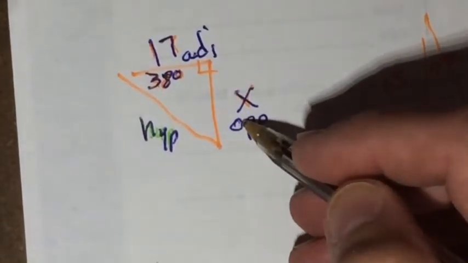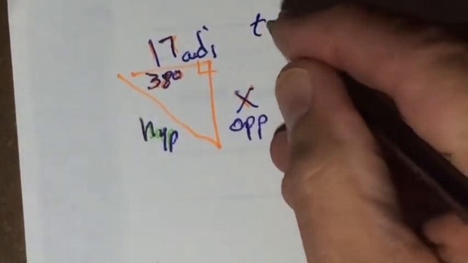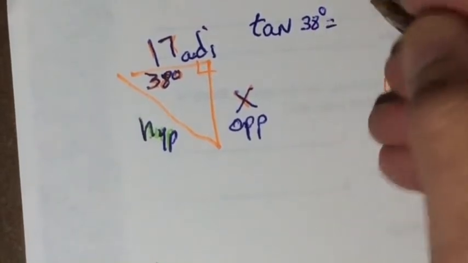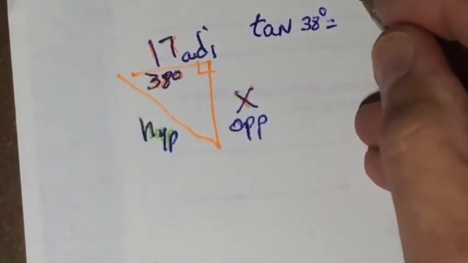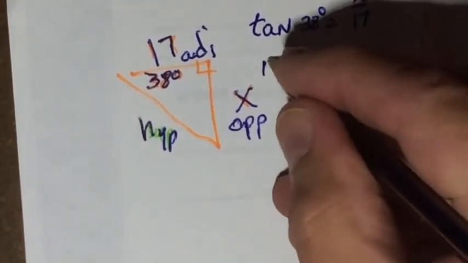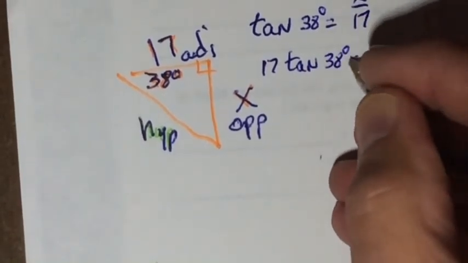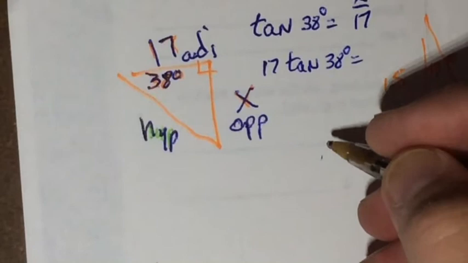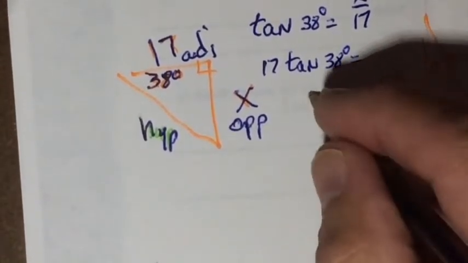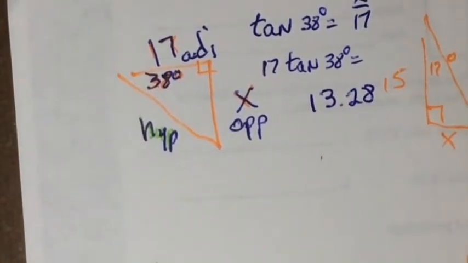Adjacent and opposite, that would be tangent. So the tangent of 38 degrees is equal to the opposite over the adjacent. So that means you want to multiply 17 times the tangent of 38 degrees. And if you do that, you get 13.28. And that's the answer for that.